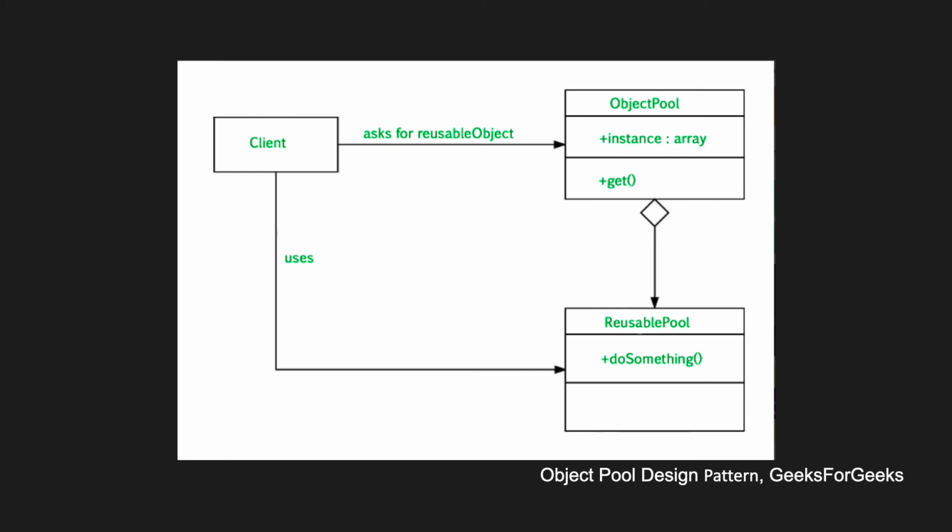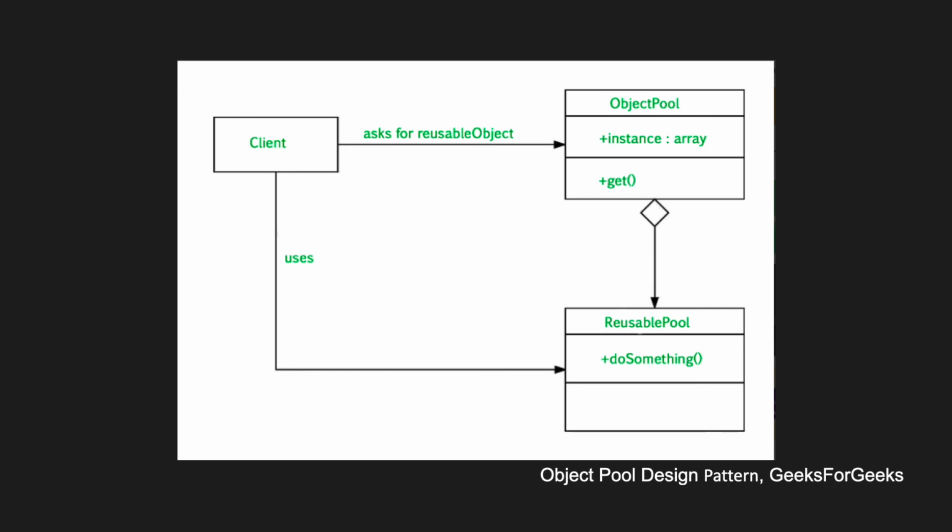Let's take a look at the given UML diagram. It involves a client class which uses an object of the pooled object type. Then comes reusable pool, the pooled object class type that is expensive or slow to instantiate, or that has limited availability. So, it needs to be held in the object pool. Lastly, we have the object pool, which is the most important class in this design pattern.